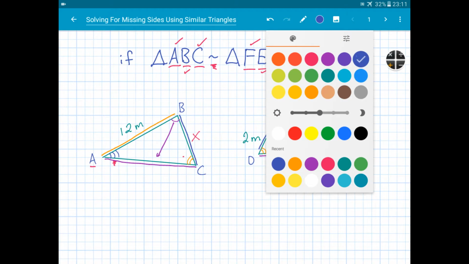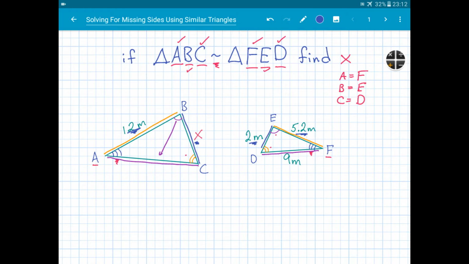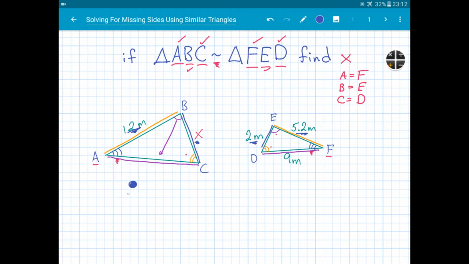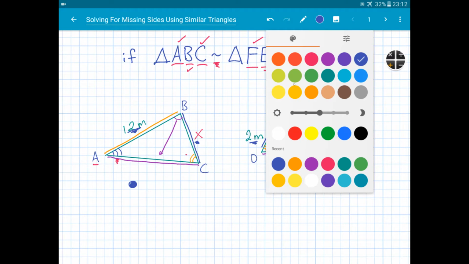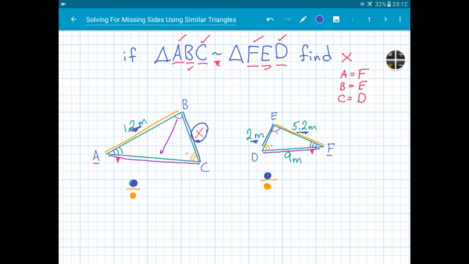Now, the thing that we've learned about similar triangles is that the ratio of corresponding sides is equal between the similar triangles. So if we look at the blue and the orange in this triangle, we can look at the blue and the orange on this triangle. So if we do blue over orange on this side, and we do the same thing over here, then those two ratios will be equal. So we do blue over orange. In this case, the blue side is the x we're trying to find.